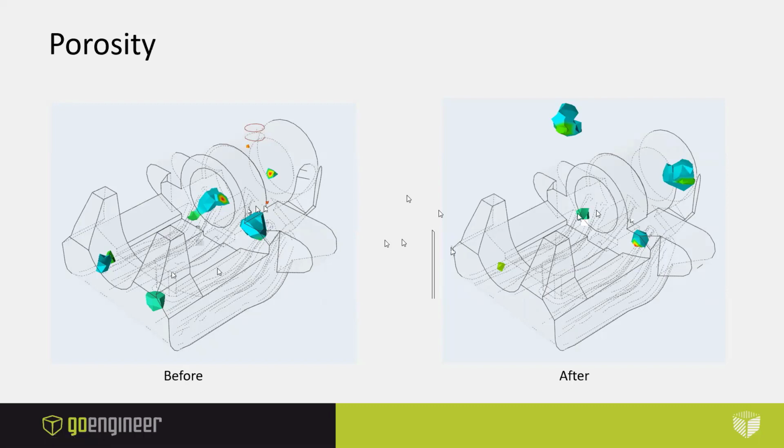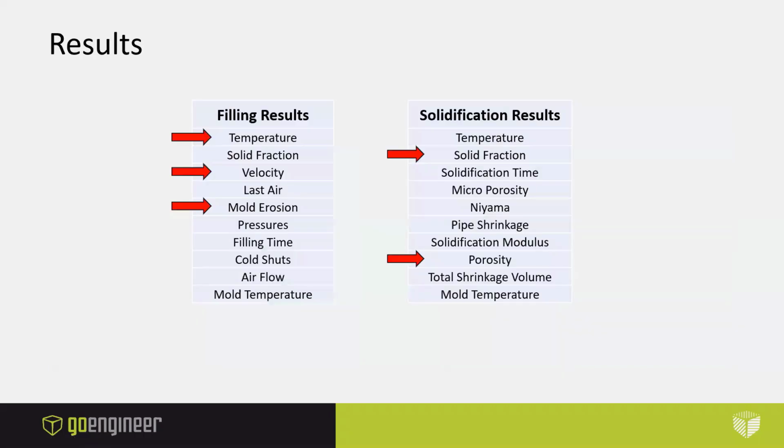So to wrap up, by the way, we do also have access to all sorts of other results. Some of the ones that I looked at today were these: temperature, velocity, mold erosion, solid fraction, and porosity. But if you're curious about whether we have niyama or microporosity, pipe shrinkage, yes, those are also results that we can look at, but I'm not trying to make a whole comprehensive tutorial in this one little webinar. If you have questions regarding any of these, feel free to let us know.